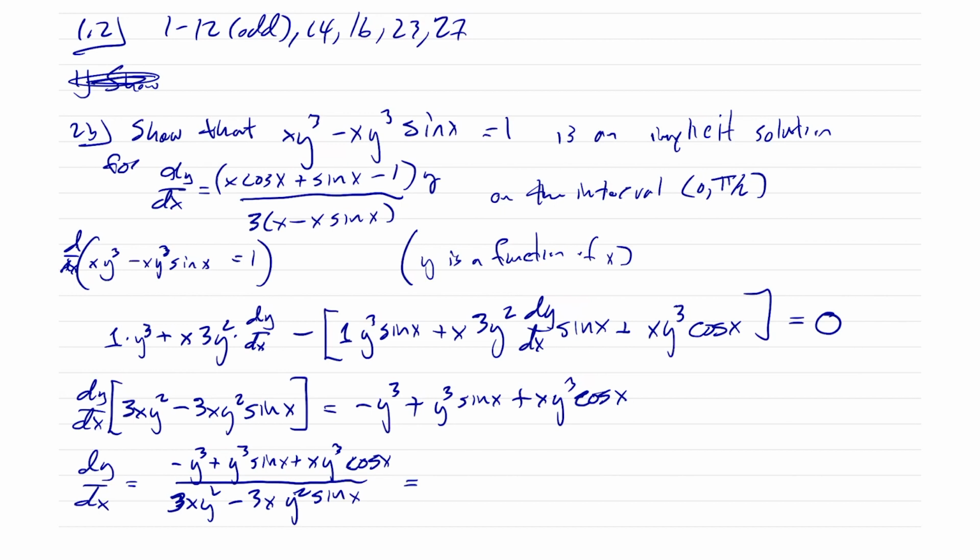Okay, now clearly we can pull out a y squared out of the bottom and a y out of the top, so that's going to give us y, and on the top we're going to be left with sine of x plus x cosine of x minus 1, and this divided by 3 times x minus x sine of x.